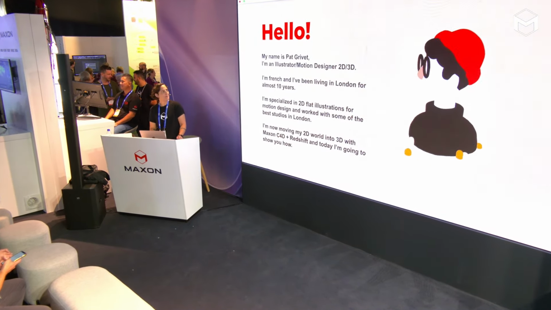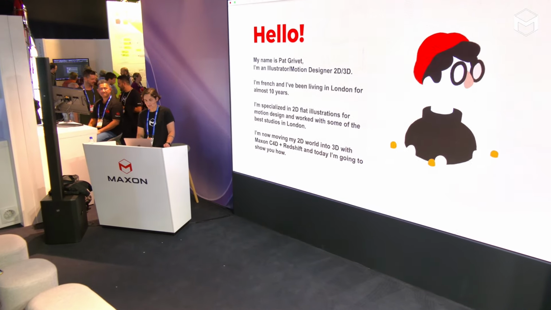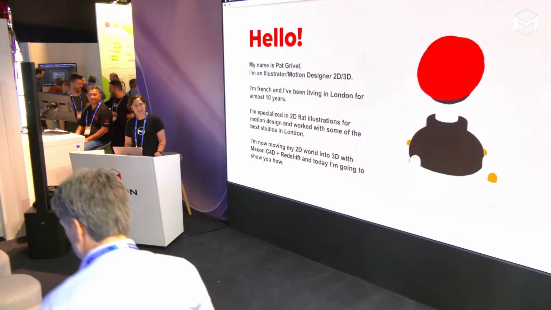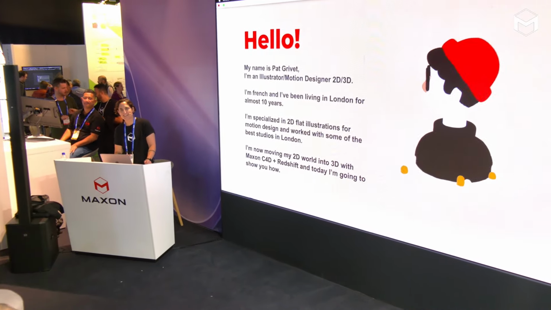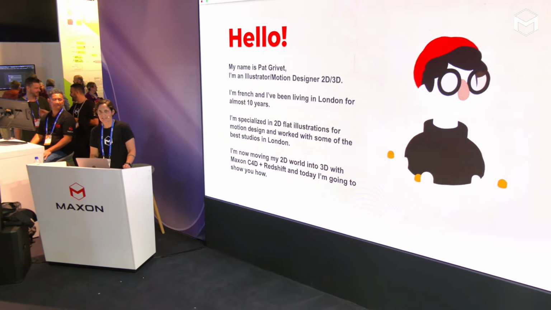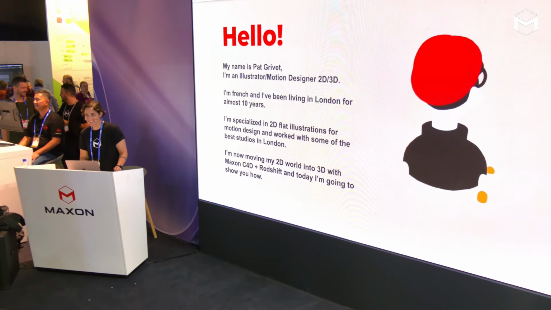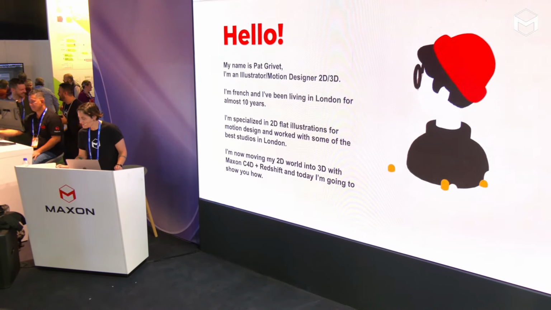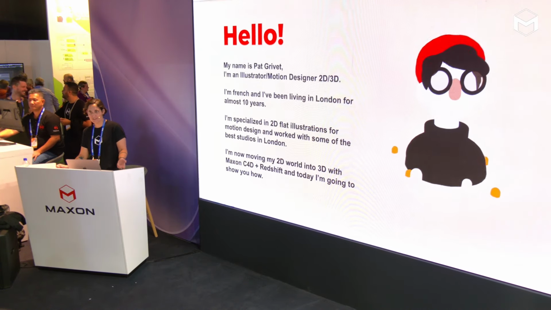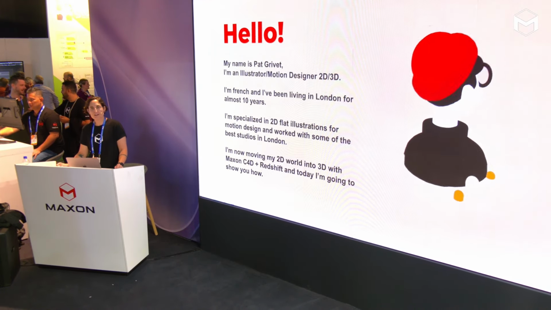So I'm Pat Grivet. I'm an illustrator and motion designer, 2D and 3D. I am French, as you can hear from the accent, I guess. But I've been living in London for almost 10 years now. A bit of background.